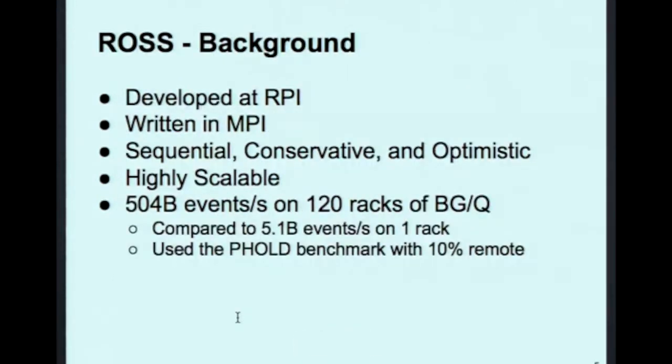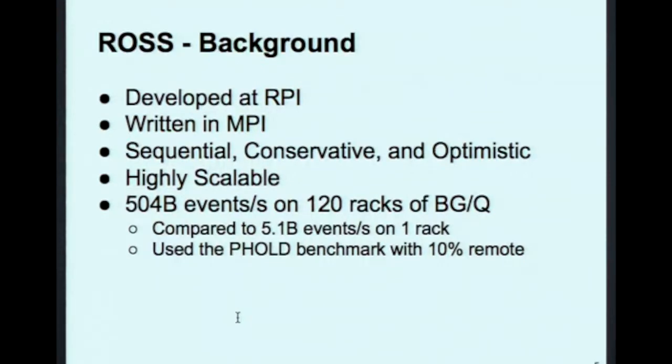So now that we know just a little bit of background on PDES, I'll talk about ROSS. So ROSS is a PDES engine developed at Rensselaer Polytechnic Institute in New York, written entirely in MPI. It supports sequential, conservative, and optimistic modes, optimistic using reverse computation, as I just mentioned. It's highly scalable, and at its peak performance, it achieved an event rate of 504 billion events per second on the full machine at Sequoia, so all 120 racks. This is compared to, in our current experiments, we've achieved 5.1 billion events on a single rack, so 120 times the resources gets approximately 100 times speedup, so it scales pretty well.